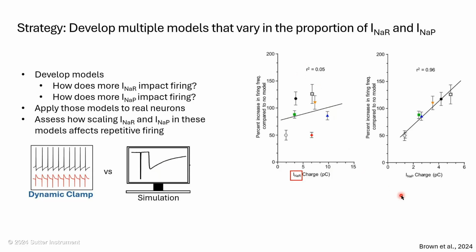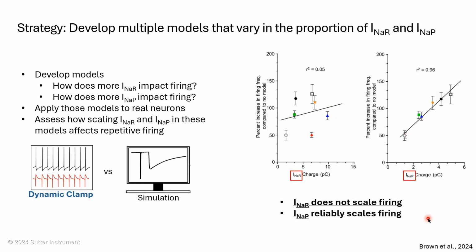However, when we compared the persistent current in these models against the percent increase in firing frequency, we saw a strong positive correlation between the amount of persistent current and the firing frequency of these cells, suggesting that the more persistent current that is in these models, the greater the firing frequency. And you can see our correlation coefficient is much greater here. So this tells us two things: that the resurgent current does not necessarily scale firing, and that the persistent current actually reliably scales firing frequencies.